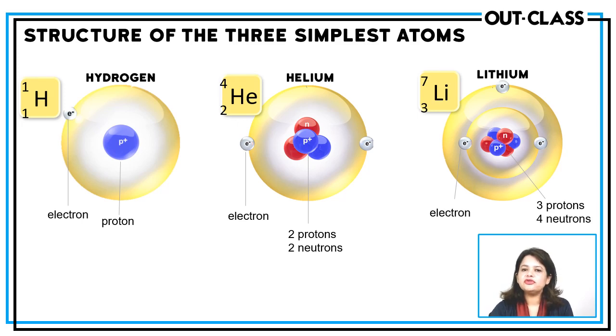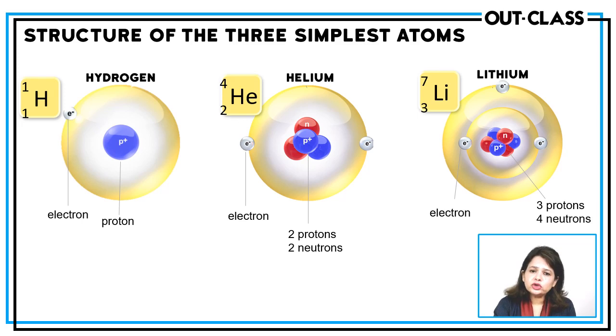Here come the first 3 elements, the simplest elements, starting from hydrogen. You should know how to draw their structures, and how to find the number of protons, electrons, and neutrons in an atom using its proton number and its nucleon number. Remember, with the symbol of every element, 2 numbers are given. The smaller number is its atomic number or proton number, while the larger number is its mass number or nucleon number. Using these 2 numbers, we can easily calculate the number of protons, neutrons, and electrons in an atom.